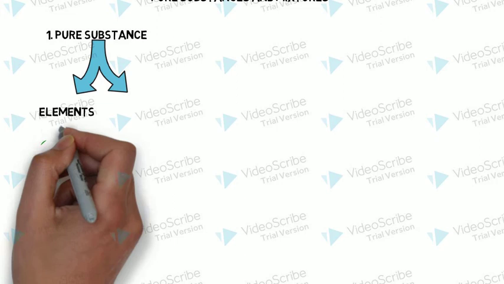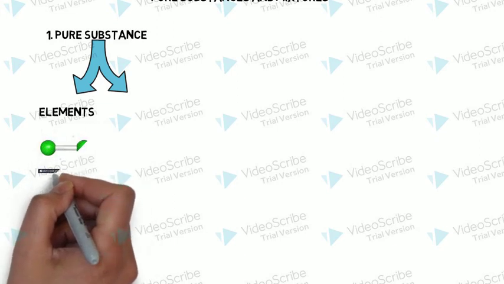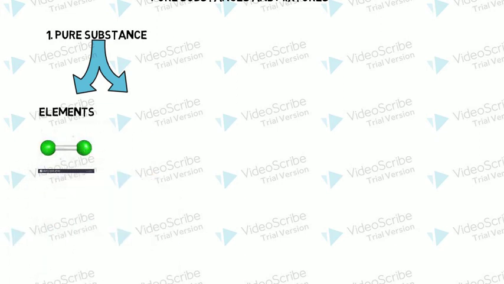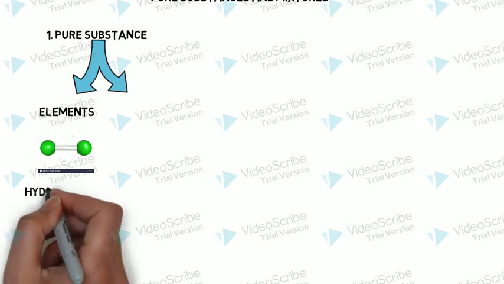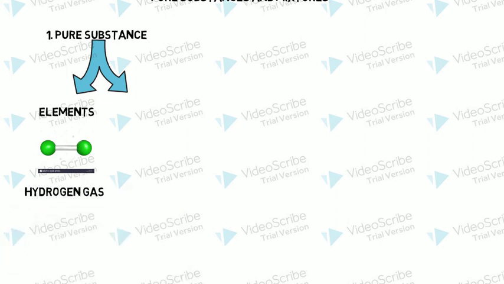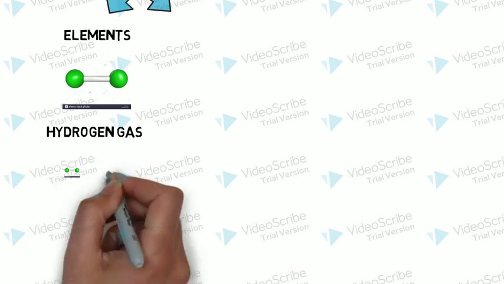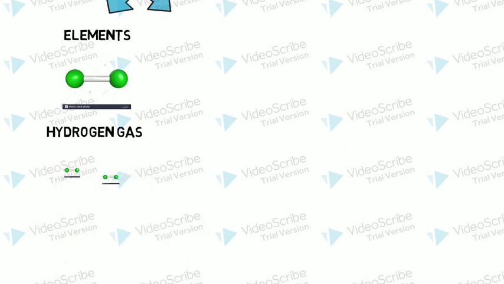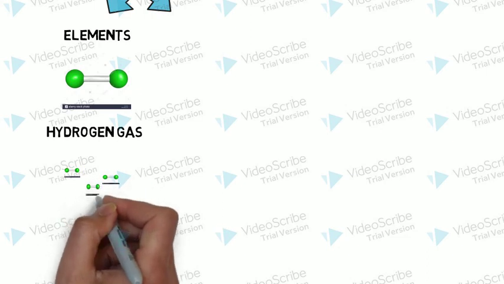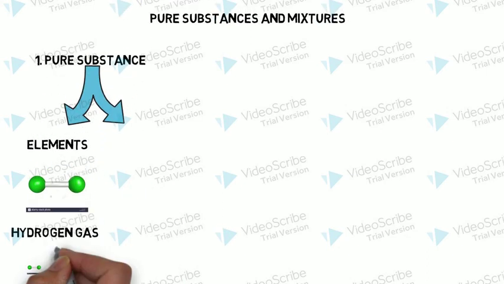According to the type of molecule, we may have elements or compounds. Molecules of elements consist only of one type of atom, like the hydrogen molecule. Hydrogen gas consists of a number of hydrogen molecules. Each one of the hydrogen molecules consists of two hydrogen atoms. Now, the second type, which is compound.